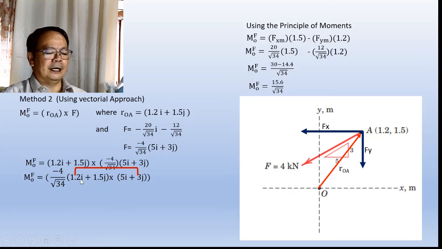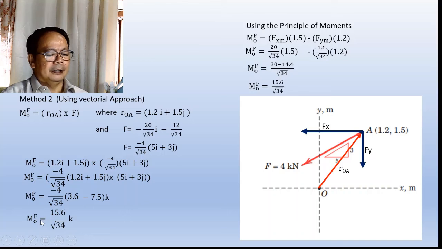Diba? Kaya matitira I cross J, which is equal to 1.3 multiplied by 3 is 3.6. Tapos ito naman, 1.5 multiplied by this one. And that is equal to 7.5 J that I supposed to be. And so that becomes negative K. Okay. So when this is simplified, what will happen? So we shall have here a result of 15.6 over the square root of 34 multiplied by K.